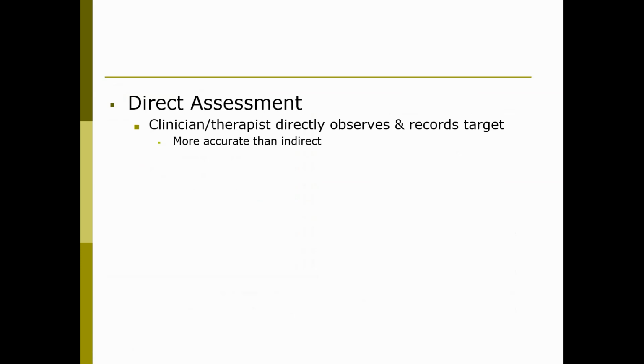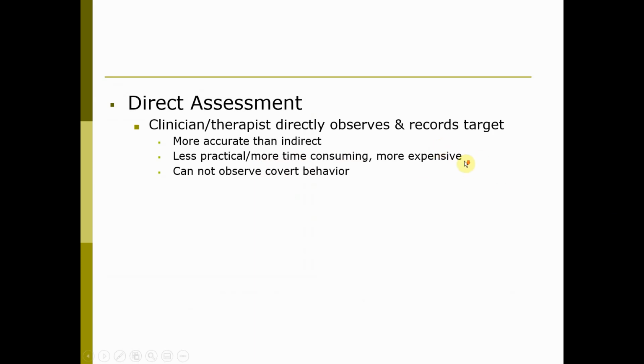Now this is obviously more accurate than the indirect because the clinician has first-hand experience with what's going on. But as you can imagine, this is much less practical. It's very time-consuming and it can be much more expensive. So in terms of observing the target behavior, this might be something that takes a week or so to just observe, and this is going to be very expensive because it requires a lot of time from the clinician. And again, it's not possible to observe those kinds of covert behaviors. So if this is the client engaging in negative self-thoughts or something that the clinician cannot see, then this won't work.